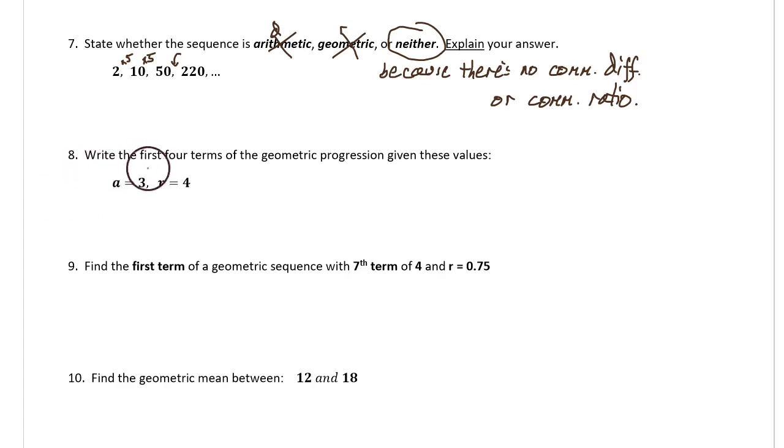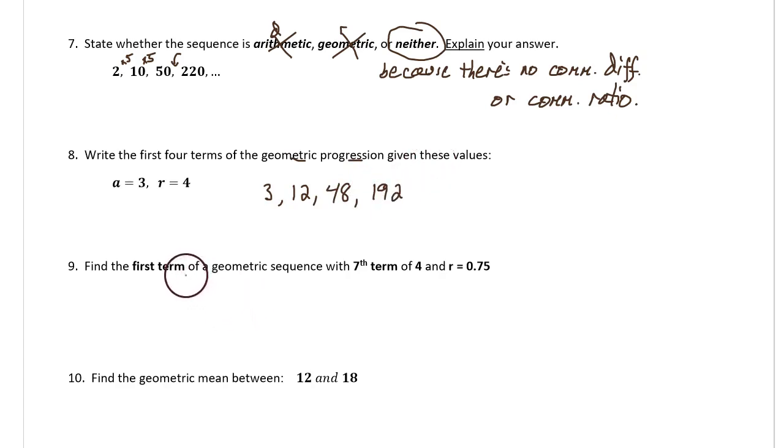Next, number 8, write the first 4 terms of the geometric progression. So the first number is 3, and then we're told what to multiply by to get the next number. So 3 times 4 is 12. 12 times 4 is 48, and 48 times 4 is 192.